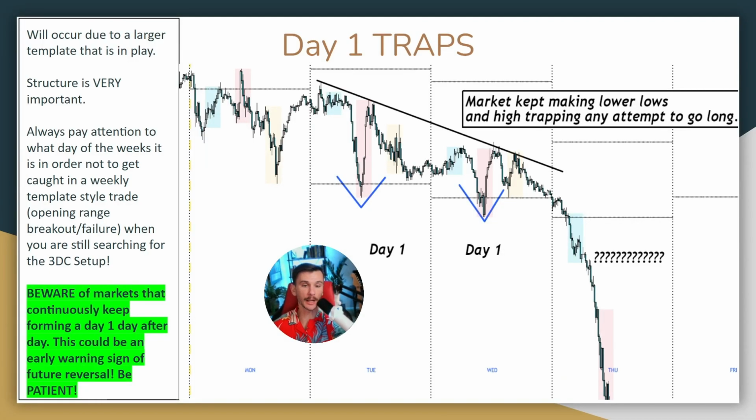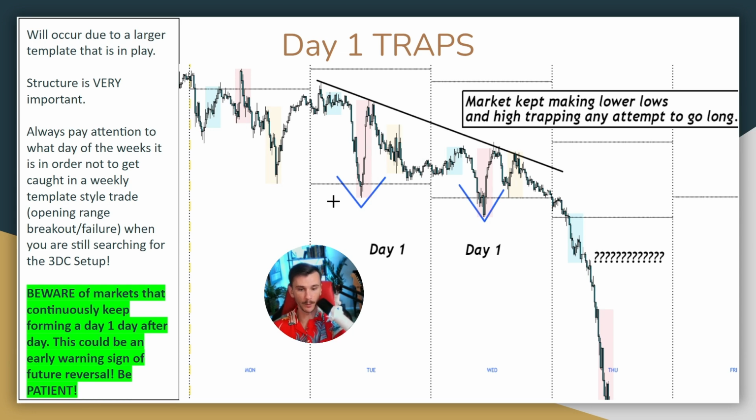So like I said, not cookie cutter. It's not always going to be the same. However, the scenarios remain the same. So if you're getting multiple day one, 3-day cycles and it continues to make lower lows and lower highs, that is probably telling you something that you need to be very careful about the trap. Look out for the trap.